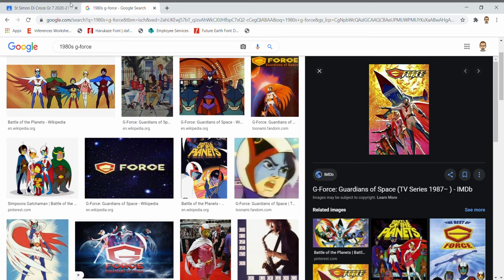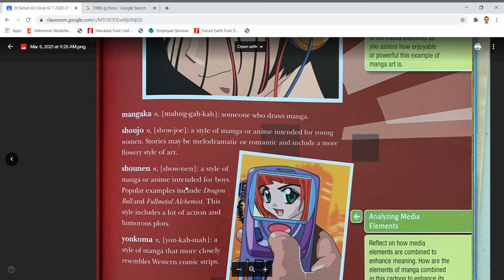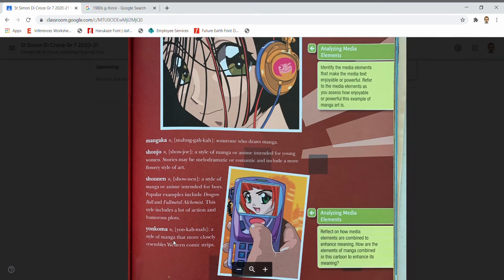Definitely. Alright, so here we're giving you the definitions. A style of manga that more closely resembles Western comic strips. Okay, well, that was another. Comic strips were very popular. Westerns have always been powerful, with cowboys versus Aboriginal peoples. Western movies were very popular in the 1950s and 60s of Hollywood.